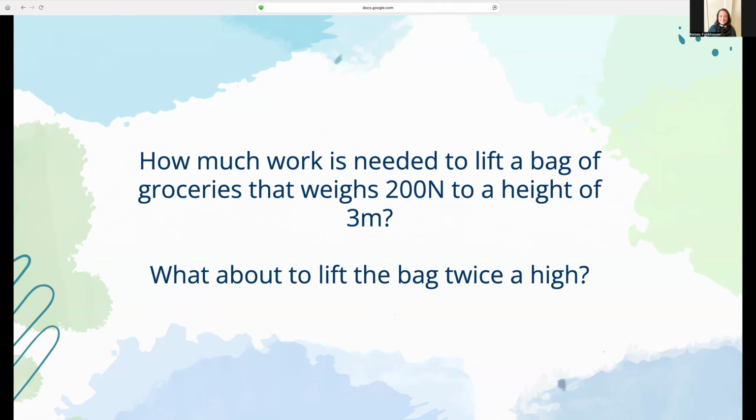But then the next question asks, what if it's twice as high that we want to lift it? And in that case, that would change the distance to 6 meters, but we don't even have to redo the calculation. We can just say, okay, if it's going to be twice as high, the work's going to be twice as big. So instead of 600 joules, it's 1,200 joules.